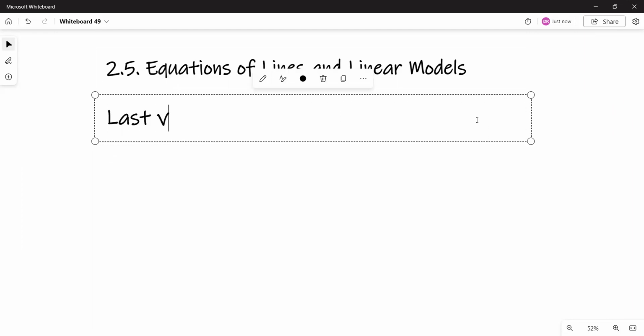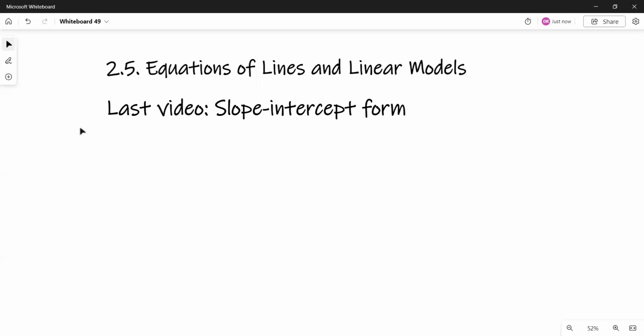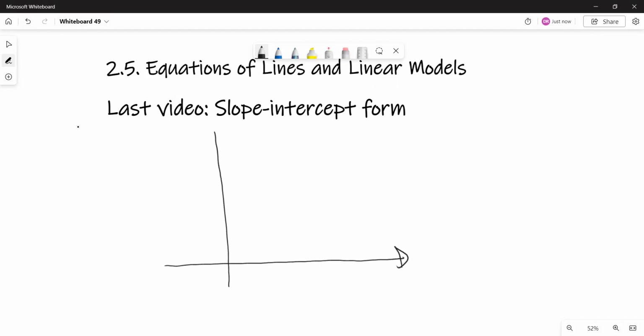Okay, so in the last video, we did the slope-intercept form of the equation of a line. If a line has y-intercept 0, b and slope m, the equation is y equals mx plus b. So this is the slope-intercept form of the equation of a line that passes through the point 0, b and has slope m.